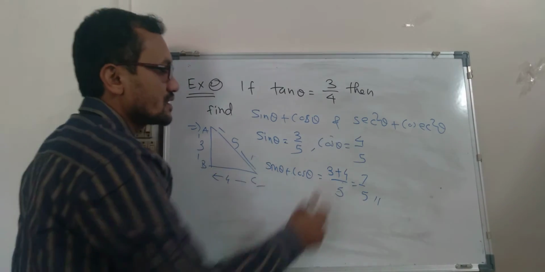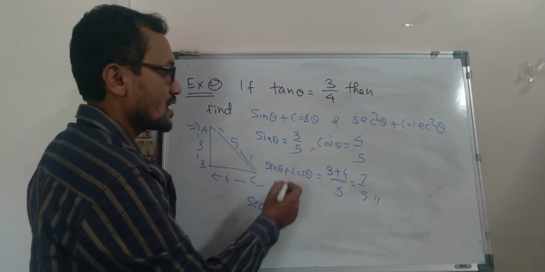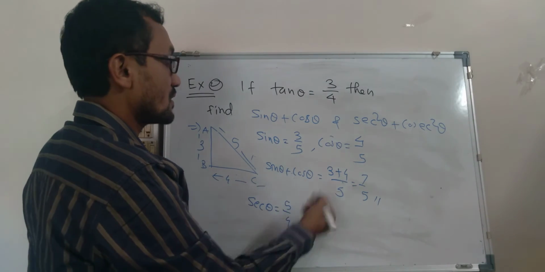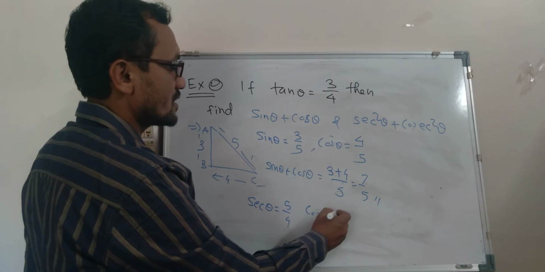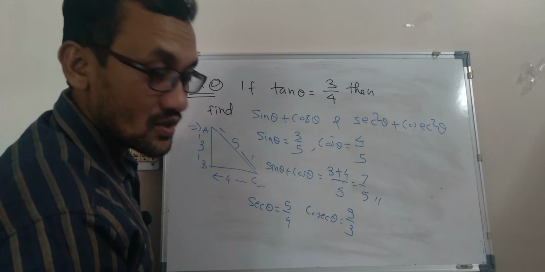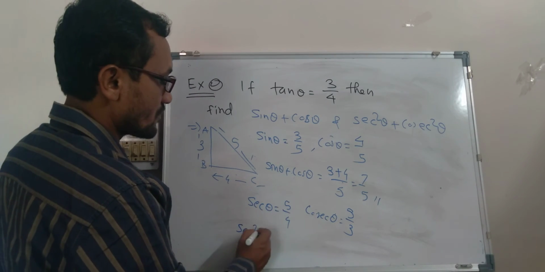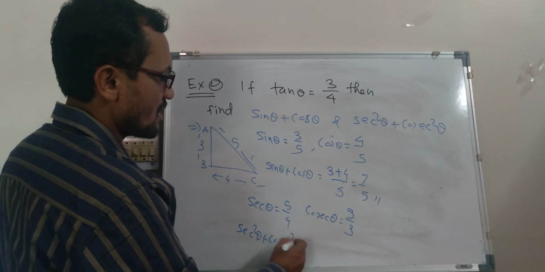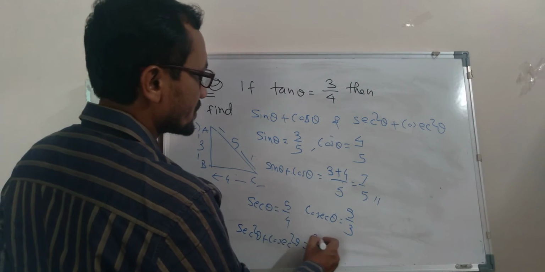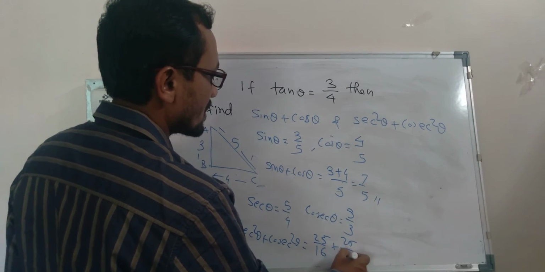Okay. Using this, again we have sec theta, which is the reciprocal of cos theta. What is cos theta here? It is 4 by 5. So sec theta is 5 by 4. What is cosec theta? We have cosec theta is 5 by 3. Squaring on both sides and adding. So sec square theta plus cosec square theta is equal to 5 by 4 whole square, it is 25 by 16 plus 25 by 9.